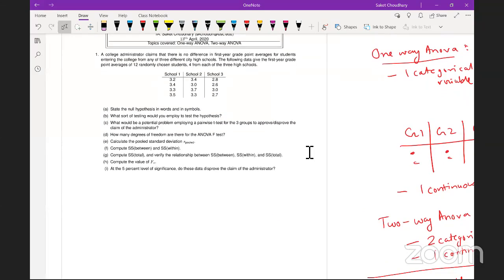Let's look into the problem. So the problem here is you're given the GPAs of three different schools, and the college administrator claims that there is no difference in the first year GPAs of these students coming from three different schools. Okay. The first problem is very simple. The first problem is asking us to state the null hypothesis in words and symbols, right? So the null is there is no difference in the GPAs. Sorry.